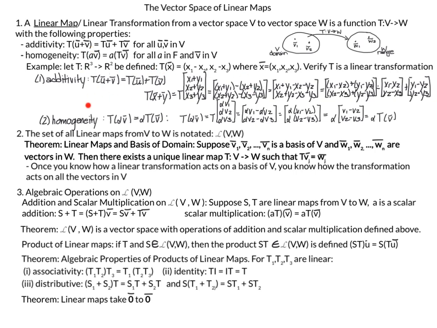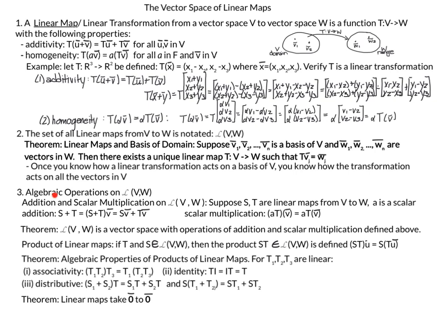And we did several examples, and we showed additivity and homogeneity, and we also did examples of functions that were not linear. We said the set of all linear maps from V to W, we would notate with the script L, L for linear. So linear maps from V to W, this is a set of mappings. Then we said that linear maps and bases of domain. So suppose we have V1, V2 up to Vn as a basis of our domain. Then W1, W2, up to Wn are vectors in our range W. Then there exists a unique linear map T from V to W, such that T of V sub j is equal to Wj. And we used this in an example, and it illustrates that once you know how a linear transformation acts on a basis of V, you know how the transformation acts on all vectors in V.